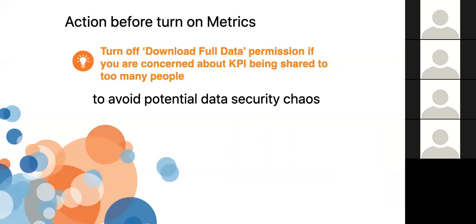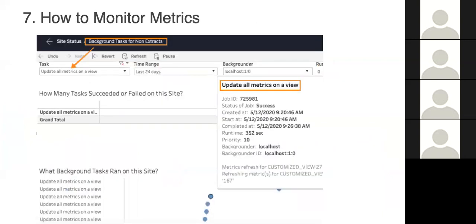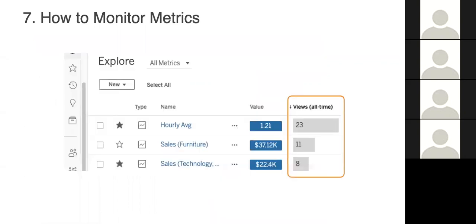That is the key takeaway. Everyone should be thinking, all right, move on. Next one's the relatively easier part, which is how to monitor the metrics on the server. There's a new background task called update all metrics on the view. It runs frequently. This is what does the refresh of metrics behind the scenes.